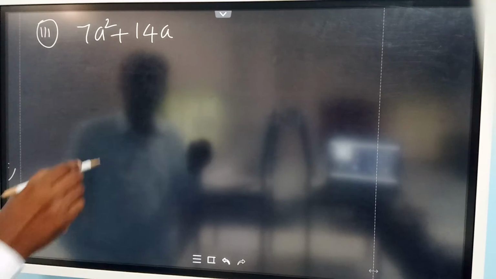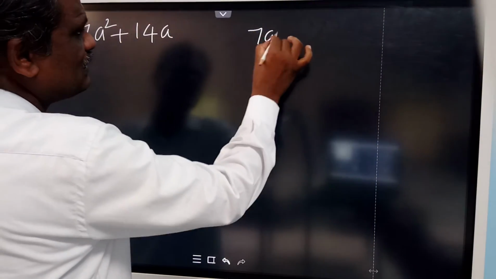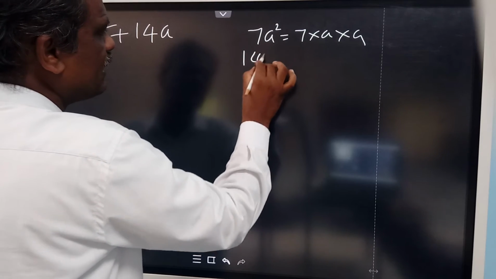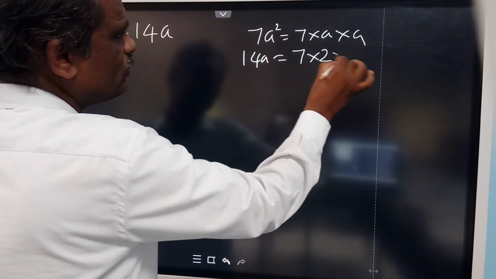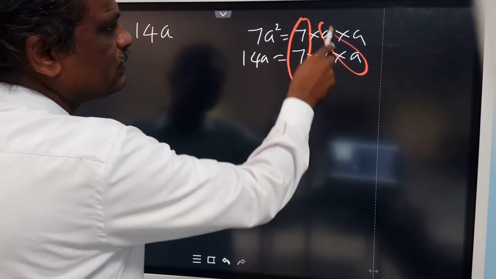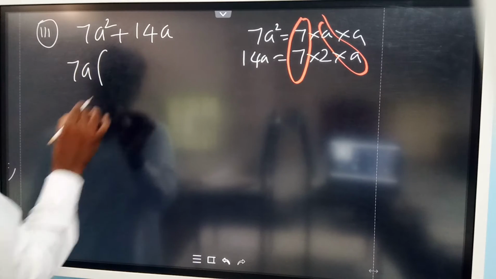7a square and 14a. You can write 7a square as 7 into a into a, and 14a can be written as 7 into 2 into a. So you have 7 common, and you have a common. Therefore, you can take 7a common.